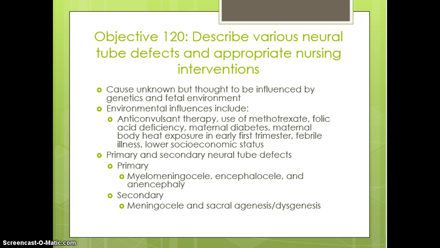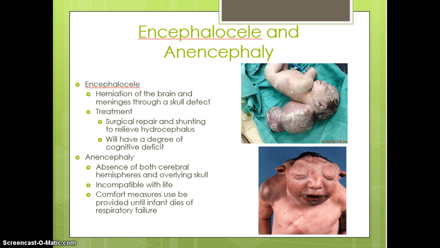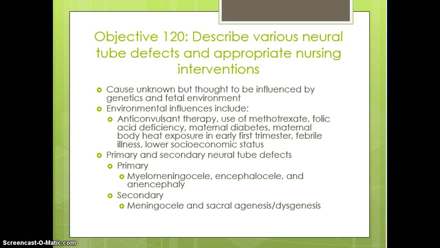getting prenatal help. So primary and secondary neural tube defects, the ones that we're going to talk about, we will specifically take a look at each one of them, primary as well as secondary. So when you are thinking about the primary, those are going to be the myelomeningocele, the encephalocele and anencephaly that will be on the next slide. And then secondary will be just meningocele and sacral agenesis or dysgenesis.